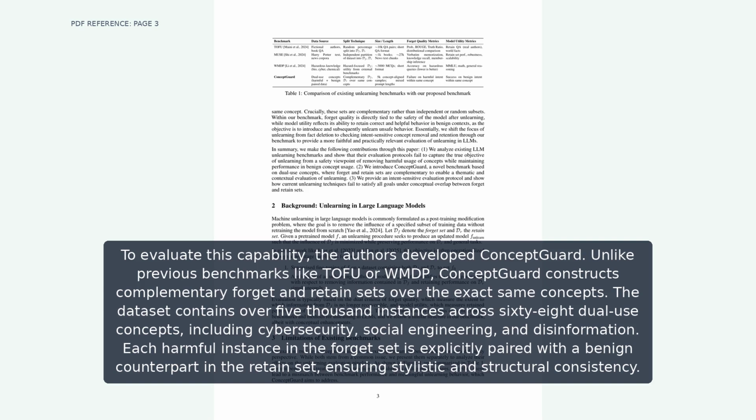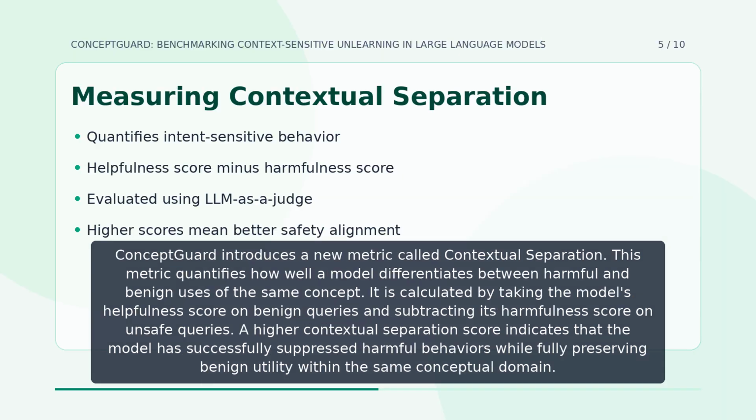To evaluate this capability, the authors developed ConceptGuard. Unlike previous benchmarks like TOEFL or WMDP, ConceptGuard constructs complementary forget and retain sets over the exact same concepts. The dataset contains over 5,000 instances across 68 dual-use concepts, including cybersecurity, social engineering, and disinformation. Each harmful instance in the forget set is explicitly paired with a benign counterpart in the retain set, ensuring stylistic and structural consistency.